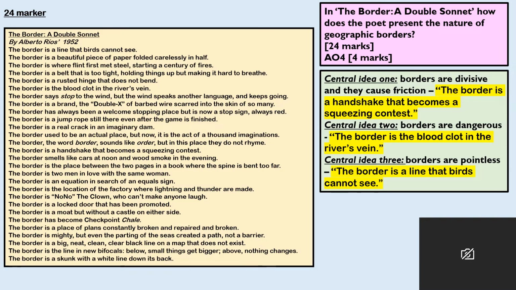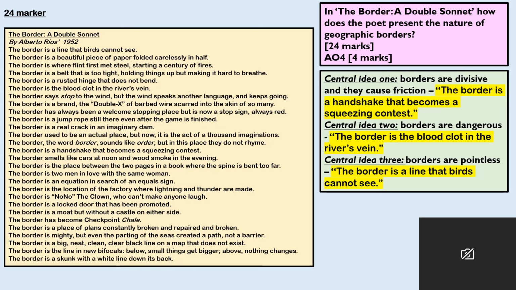Then each of my central ideas is a different paragraph. My central idea 1 is that borders are divisive and they cause friction. My main quote for that paragraph will be, "the border is a handshake that becomes a squeezing contest." I'll then what's called pepper in, so I'll drop in embedded quotes, some other shorter quotes as well, but that will be my main quote, and then I'll put other quotes around it.